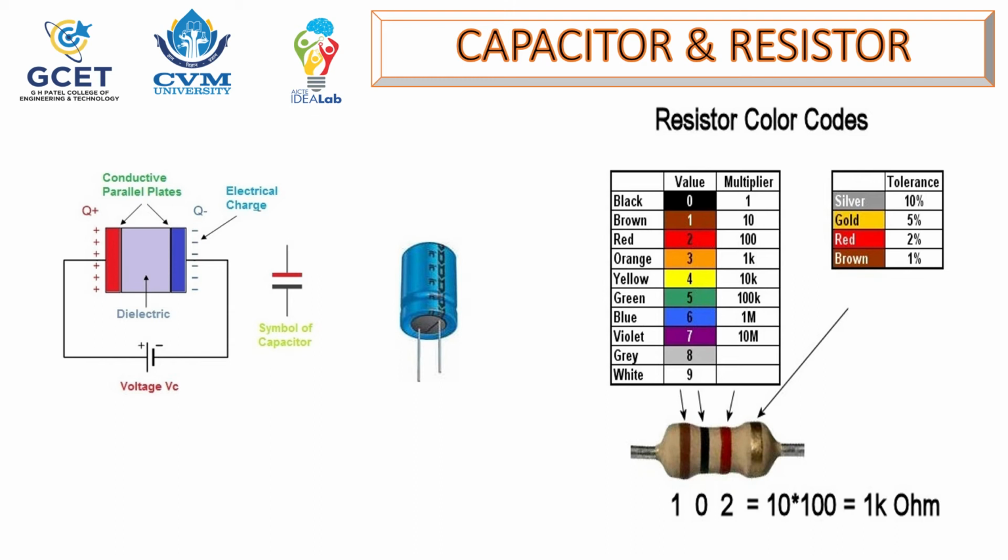Resistor. Resistor is a passive two-terminal component. Resistor has the ability to reduce current flow, and hence the measurement of opposition of current flow is known as resistance. Unit of resistance is ohms. The value of a resistor is calculated using color codes.